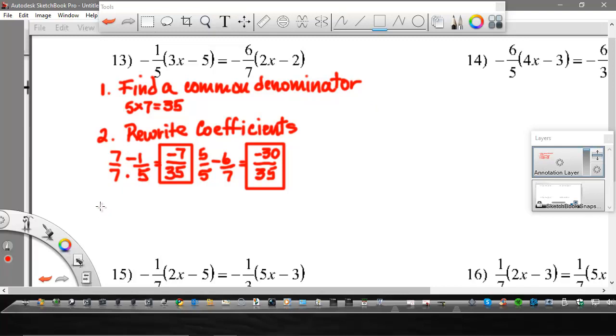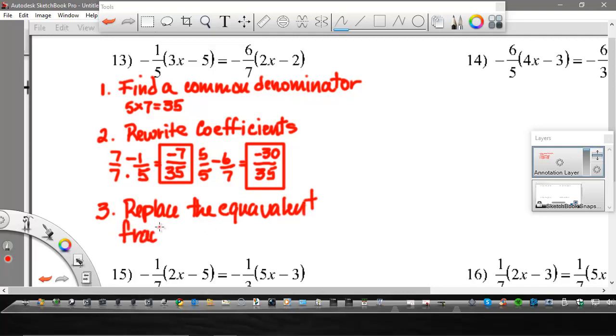So here's this third step. We're going to use these equivalent fractions to rewrite this equation up here. So we're going to replace the equivalent fractions into the equation. Okay. Now let's go ahead and see what it's going to look like, and then we'll talk about it a little bit more.